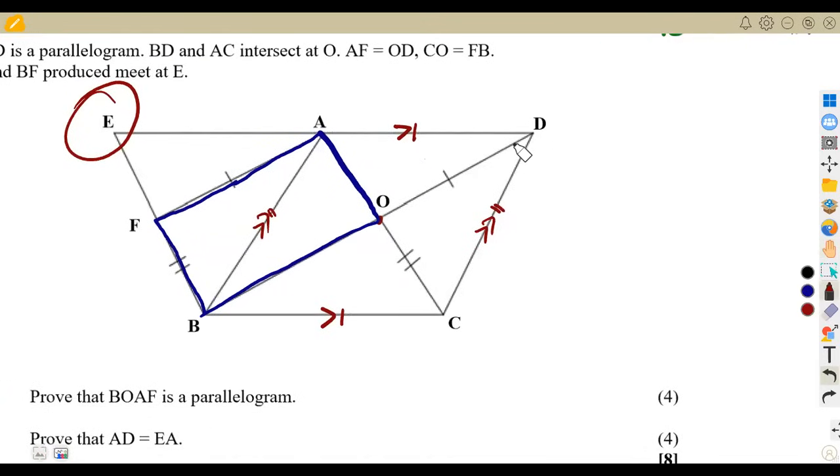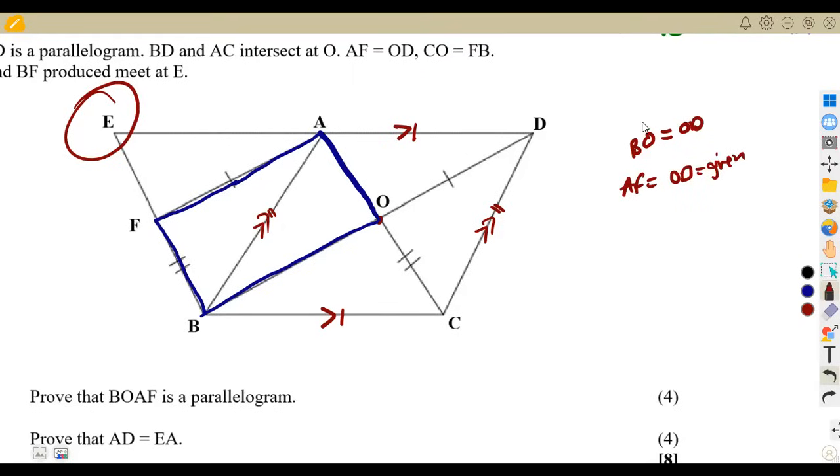From O to D, remember, it's a parallelogram that we have. So our diagonals bisect each other. So from B to O, it's half of the diagonal, which is equal to OD. But OD, we are told that AF and OD are equal. This one is given. AF, remember, we are told that it is equal to OD. We are already given this.